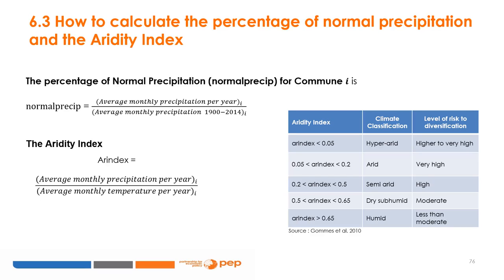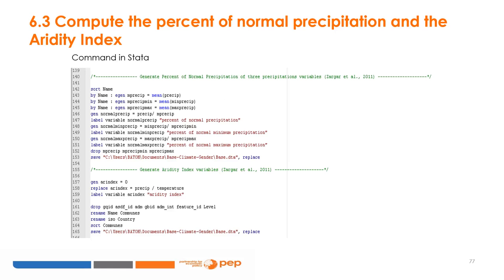For the aridity index of a municipality I, it is sufficient to divide the average monthly precipitation per year of municipality I by the average monthly temperature of the year concerned for the same municipality I. The work of Gomes et al., 2010, provides an interpretation of the aridity index values classified according to intervals. Here we have Stata commands to compute the percent of normal precipitation and the aridity index.